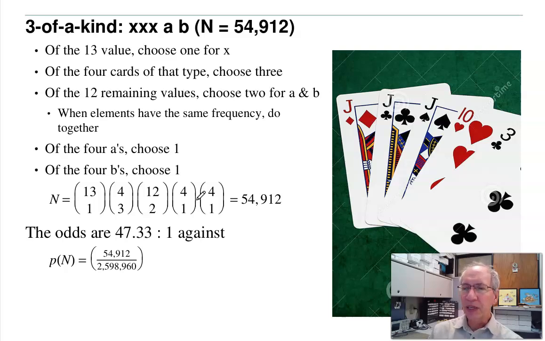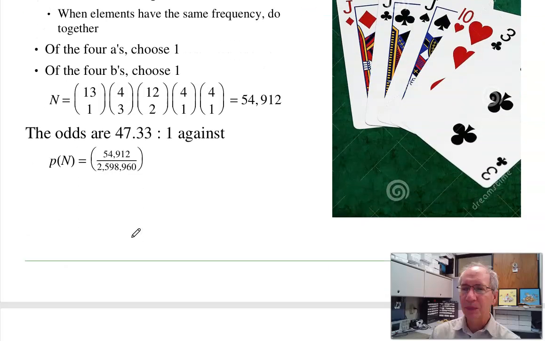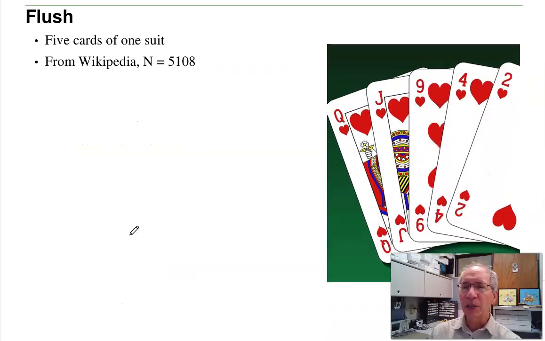So the odds of a 3 of a kind, there's 54,912 hands that are 3 of a kind, 2.5 million total hands. The ratio is 1 in 47. For every 47 hands you're dealt, on average, you'll get 1 3 of a kind. How about a flush? With a flush, you've got 5 cards of the same suit. What's the probability of getting a flush? Again, pause the video, see if you can calculate that.